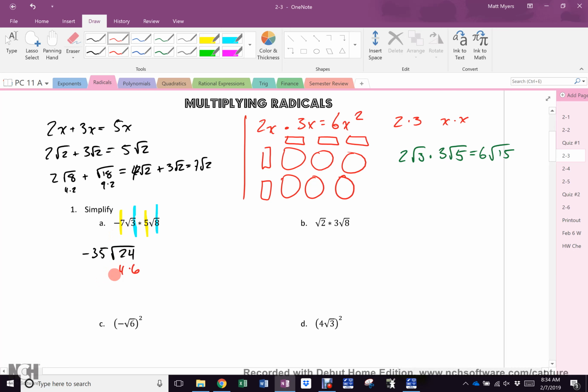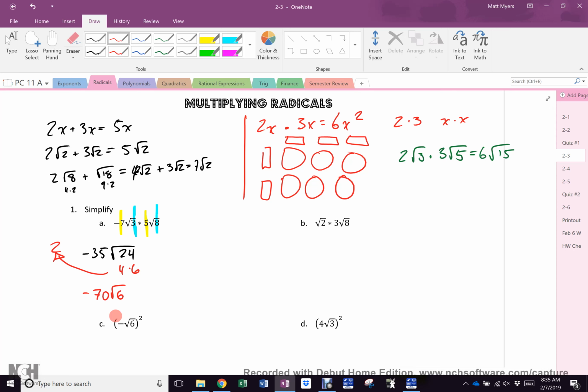What is the square root of 4? So what comes out here? Now that is a coefficient. What do coefficients do? Multiply to get negative 70 root 6. Yeah? That's how easy this is. Everything else just depends on changing the looks.